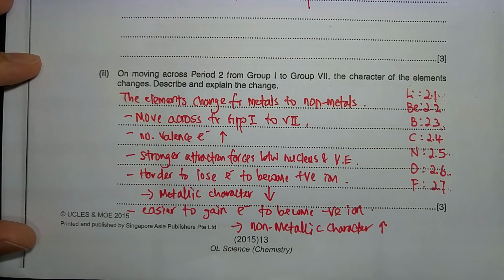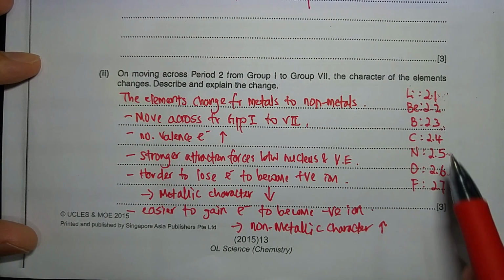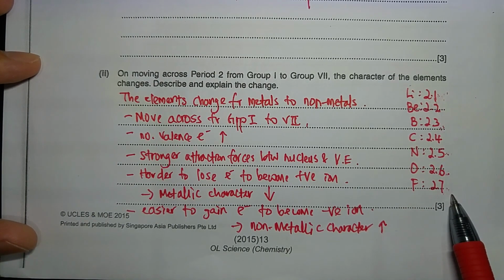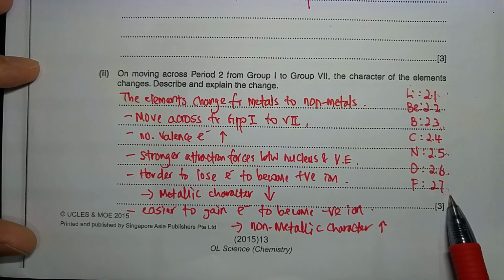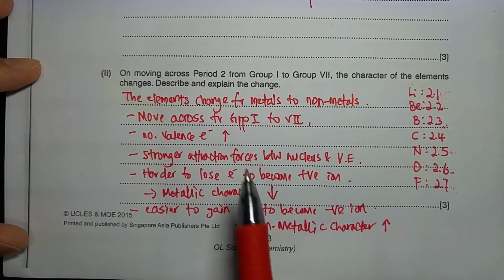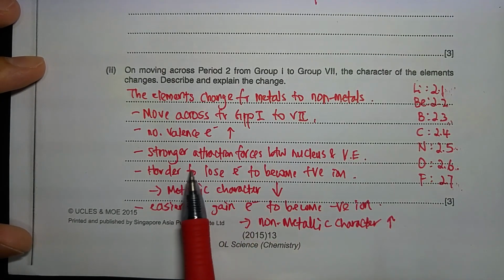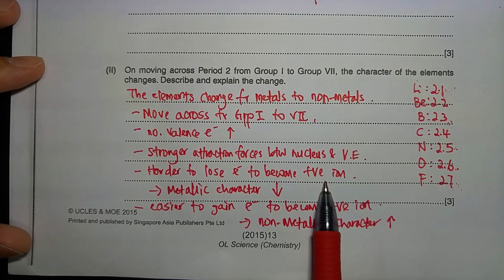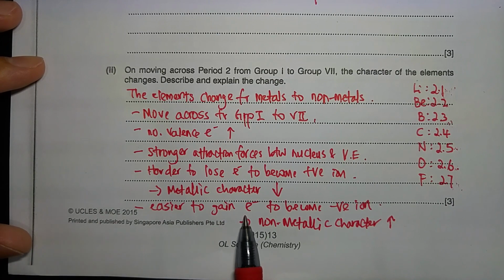Alright? So from here you can better see from left to right. So in this case, it would be from top to bottom, moving across the period. Okay, moving across the period from left to right. The only change is the number of valence electrons. So the number of valence electrons increases, stronger attraction. Stronger attraction means harder to lose the valence electron to become a positive ion, which means that it is easier to gain the electron to become negative ion.